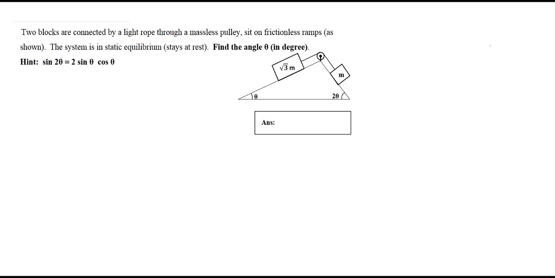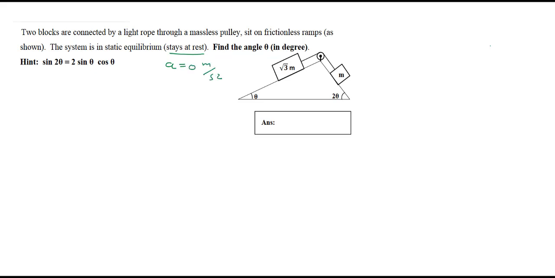Two inclined surfaces and an object. So what you need to know here, it says the system, two blocks tied with one rope. Okay, so it's a system in static equilibrium, which means it stays at rest. When it's at rest, it means the acceleration is 0.